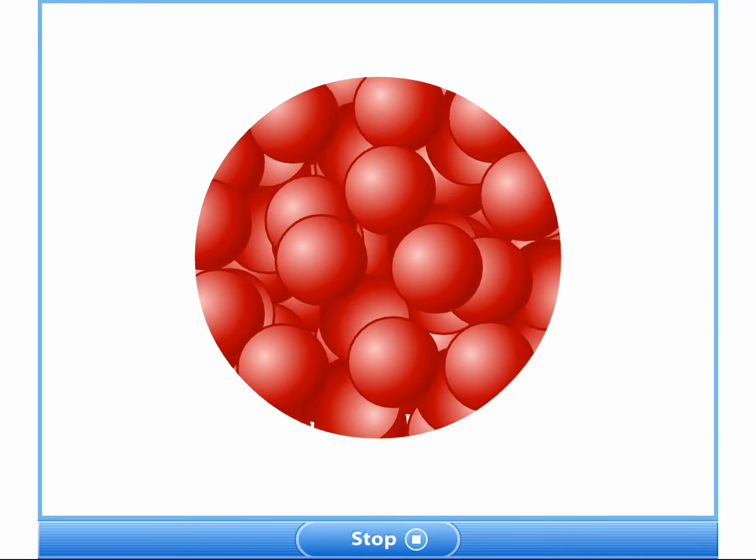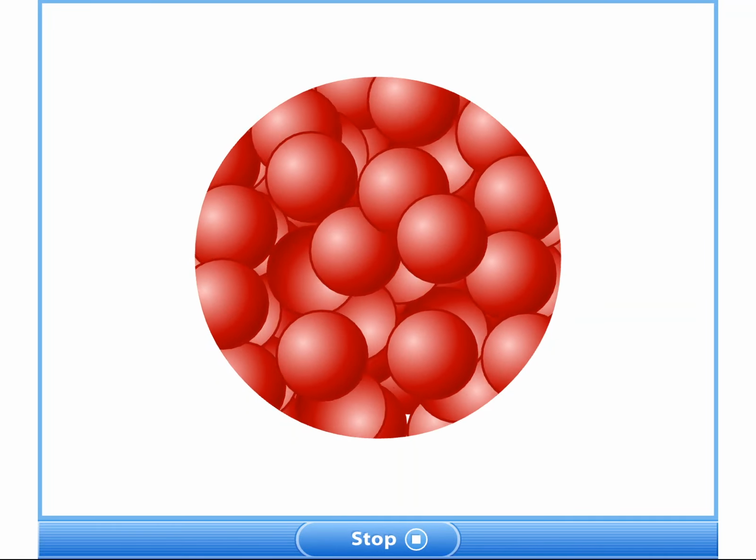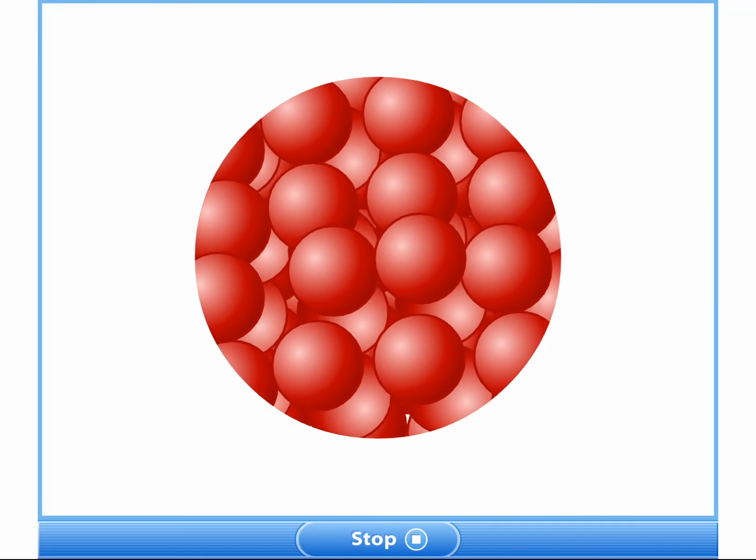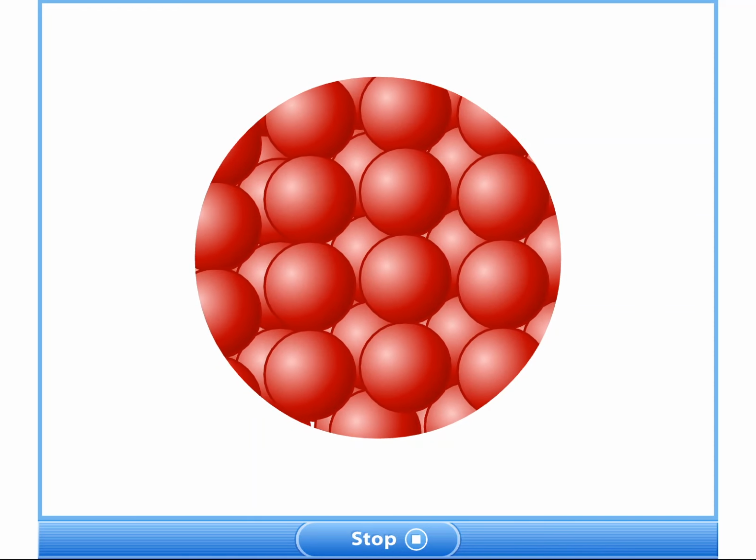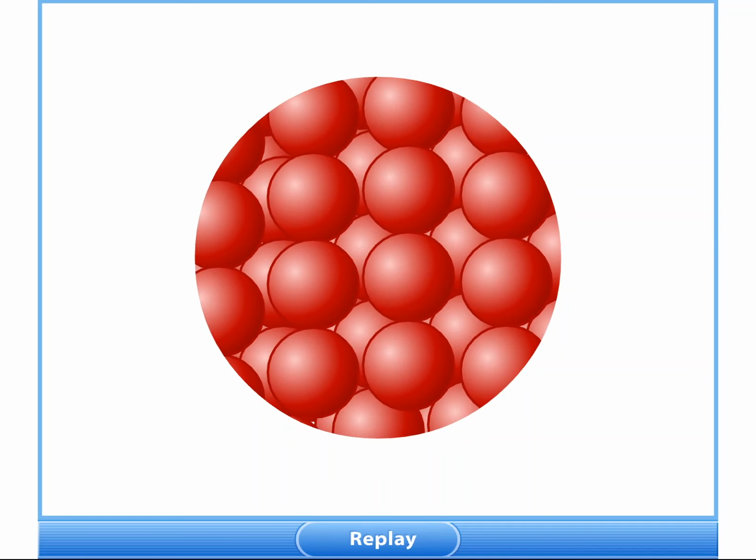When the temperature of a liquid is reduced, the molecules slow down and are attracted to each other. As the molecules get closer together, they don't have enough energy to break free of their neighbors, and the substance freezes.